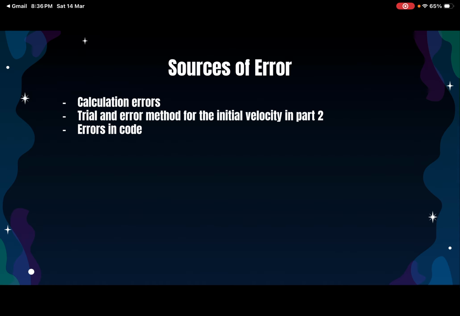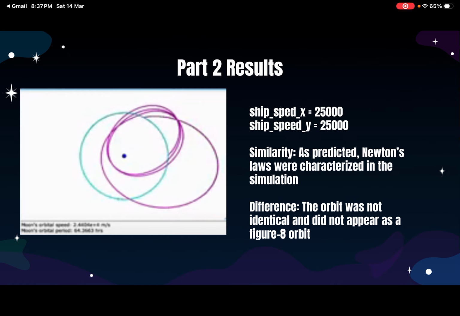Some sources of error could possibly be errors in calculations. There might be an error in the trial and error method for the initial velocity in part 2, and then a possible error in the code. And then these were the results. Something that was similar is, as predicted, Newton's laws were characterized in the simulation, and the difference was that the orbit was not identical and did not appear as a figure 8 orbit.